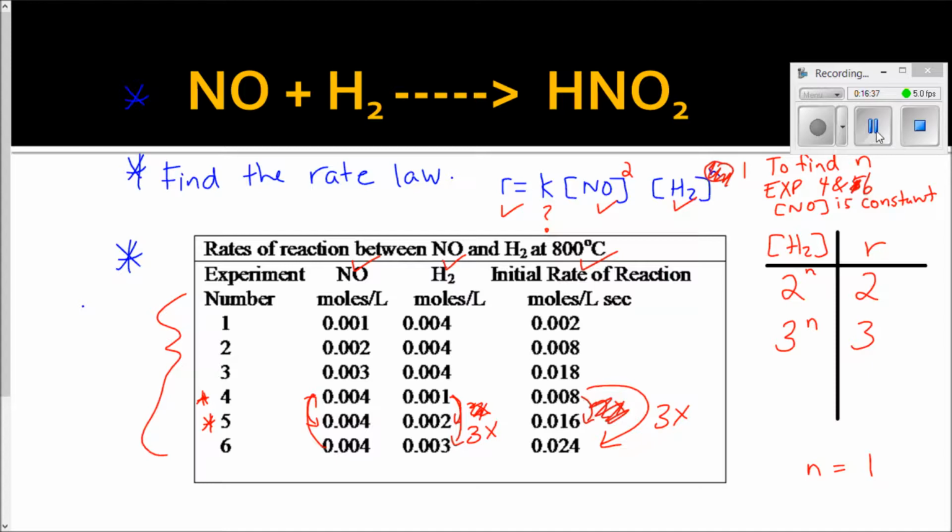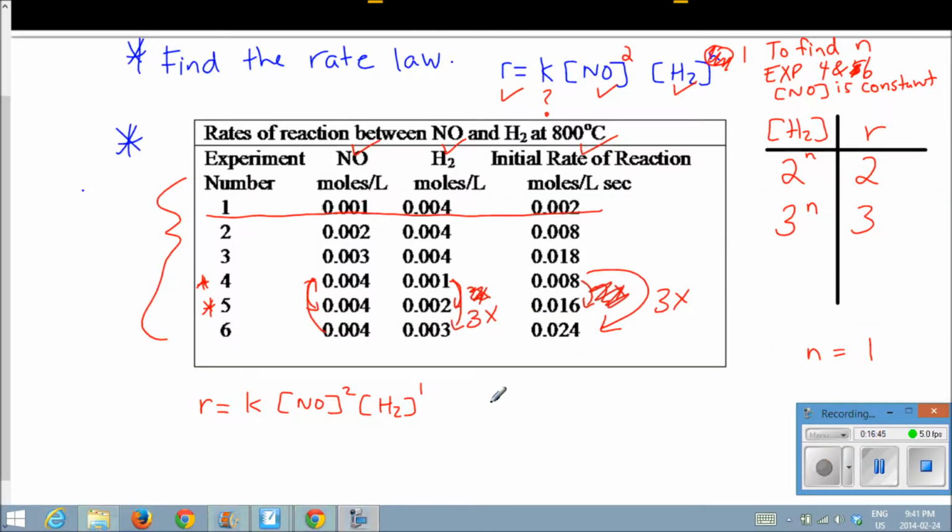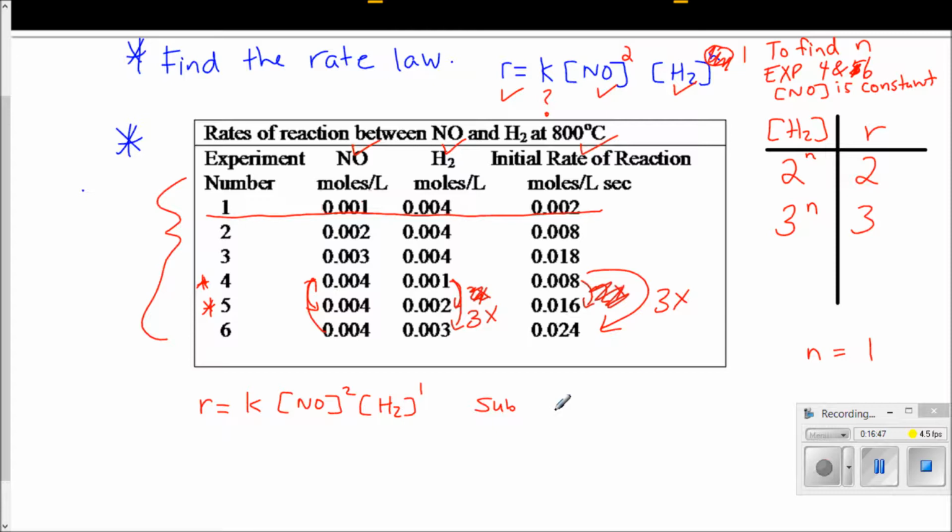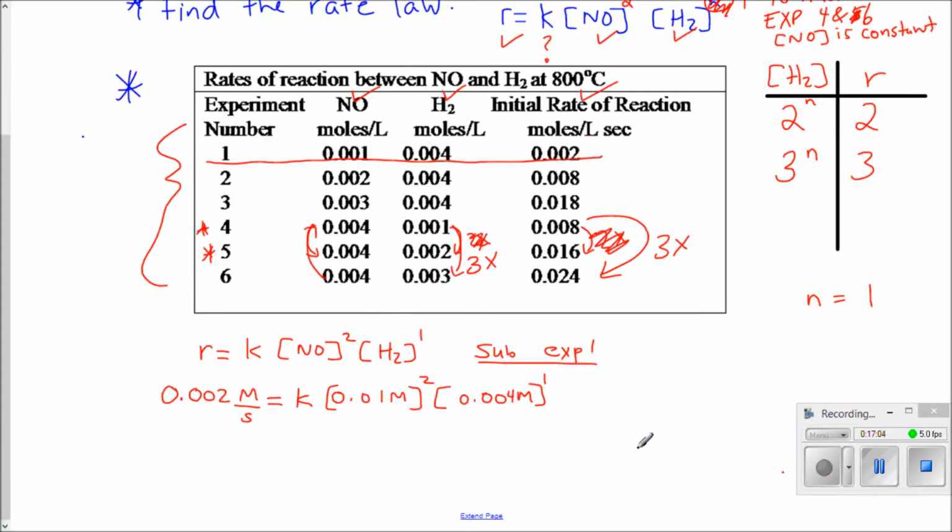I'm going to use experiment 1 data. So just this data right here, and substitute it into my equation. It doesn't matter which one you use. If you want to do a different one to check to see if it works, it does. So we're going to throw in our rate here and substitute all our values in for R, NO, and H2. Okay, so we've substituted our information into our equation.